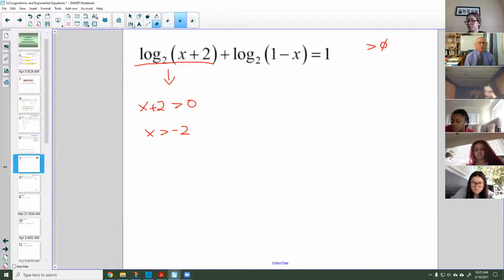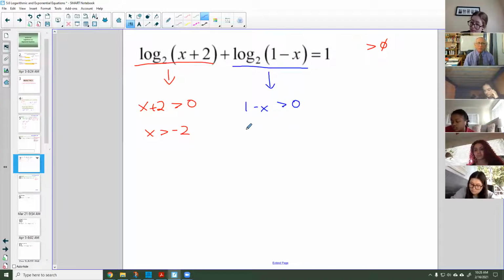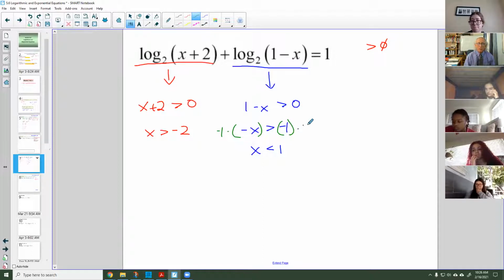Well, this one over here is a different logarithm. This one here is saying 1 minus x has to be greater than 0. So -x has to be greater than -1. That means x has to be less than +1. I multiply both sides of this by -1. And when you multiply by a negative on an inequality, you have to flip the inequality sign. Everybody okay with that? Are you following me? This is important. Okay, great.